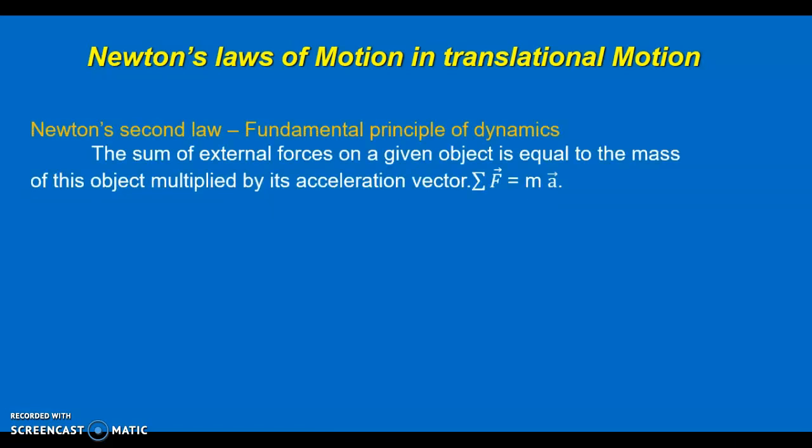Now, Newton's second law, which is the fundamental principle of dynamics: the sum of external forces on a given object is equal to the mass of this object multiplied by its acceleration vector.